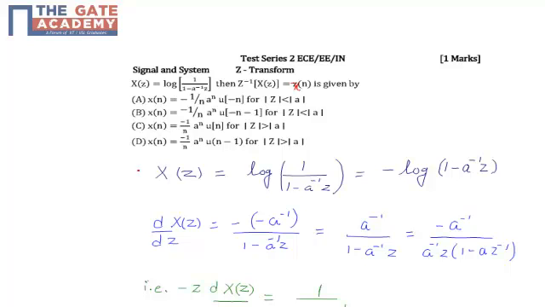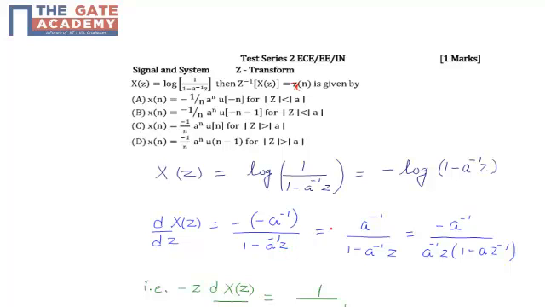So what we are given is X(z) is equal to log of 1 by 1 minus a inverse z. So we can write this as minus log of 1 minus a inverse z. So from this, if I take the derivative of X(z) with respect to z, then what I get is minus times minus a inverse divided by 1 minus a inverse z.